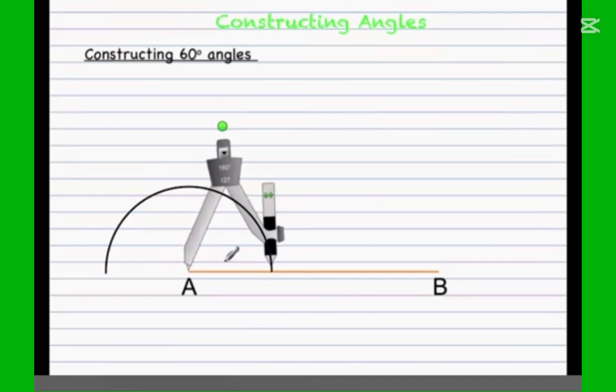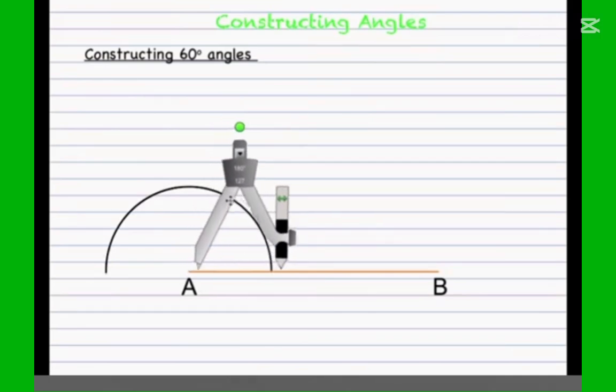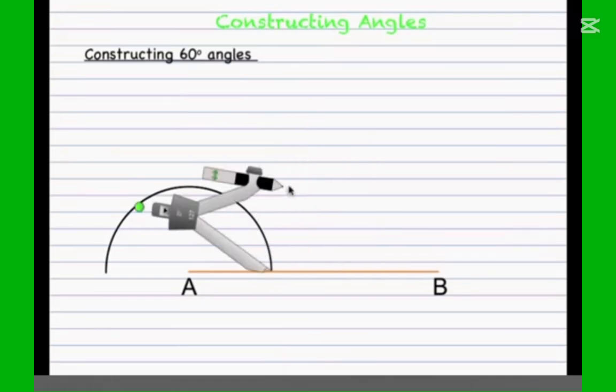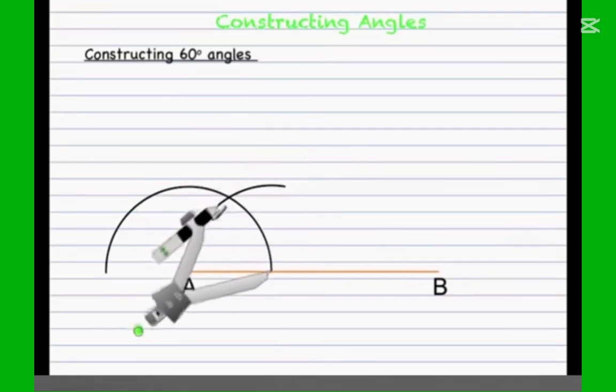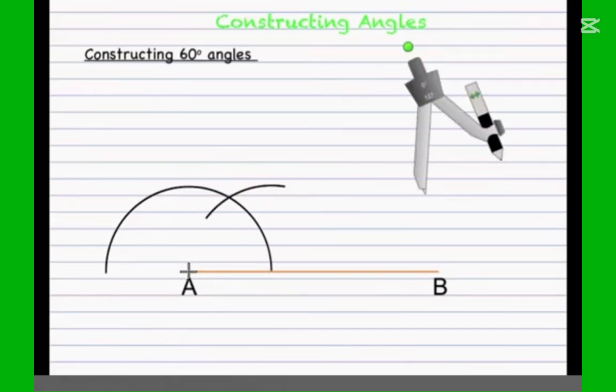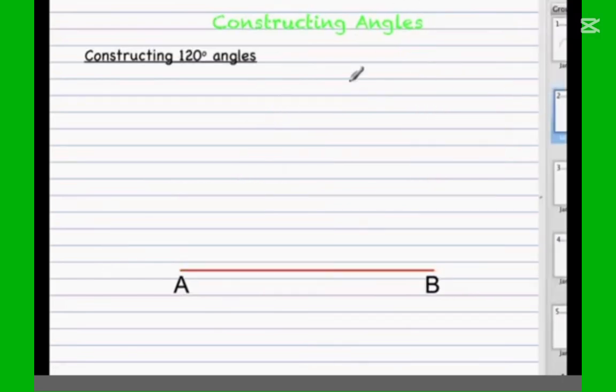Now I'm going to bring the compass up, ensuring that I don't adjust the width of it in any way, and then take it to this point where the semicircle and the line meet. All right, and then I'm going to create a new arc which cuts the first one. The only thing left to do now is to draw a line which connects the point A to the intersection of those two arcs, and that's how I form my 60 degree angle.